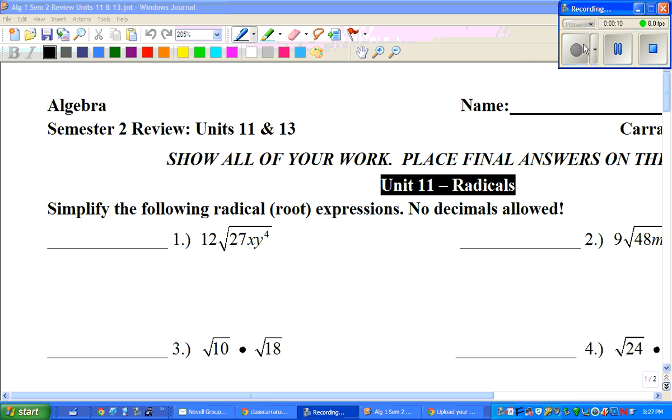Remember to show all your work and place your final answers on the lines. We're going to start with Unit 11, which is a review of radicals. Remember to simplify the following radical or the root expression, and no decimals are allowed.